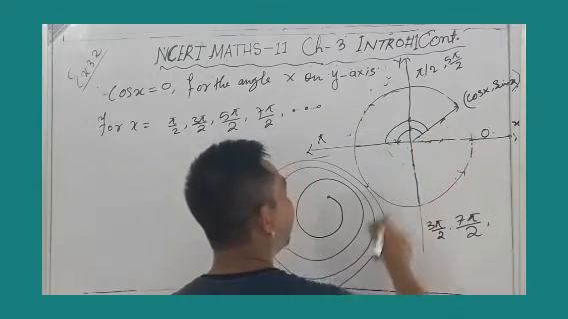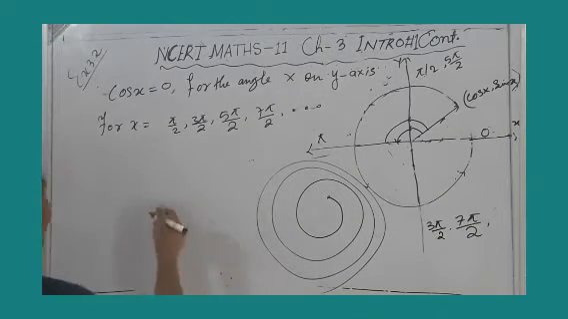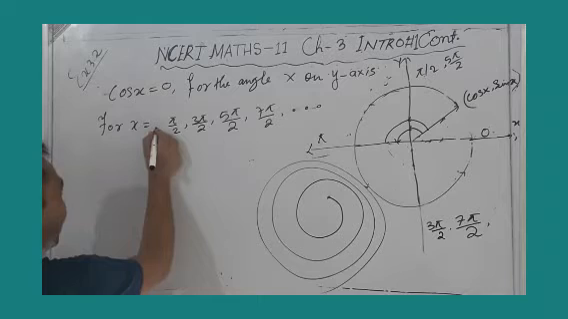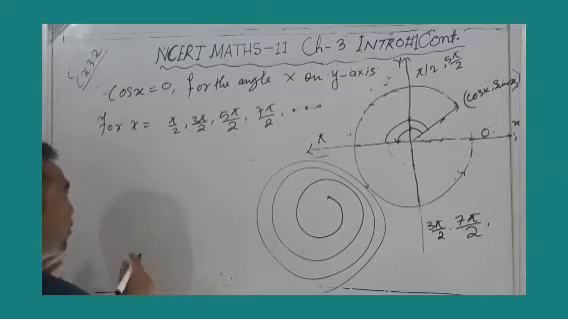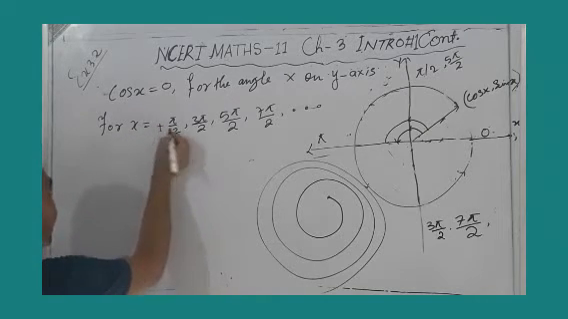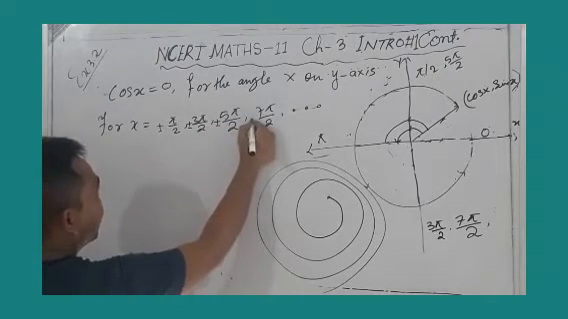I think you can do that. Okay? I hope you will do it. Then, for x equal to, what is that? We can write, including both the clockwise and anti-clockwise direction, plus minus, plus minus, plus minus, here also plus minus.